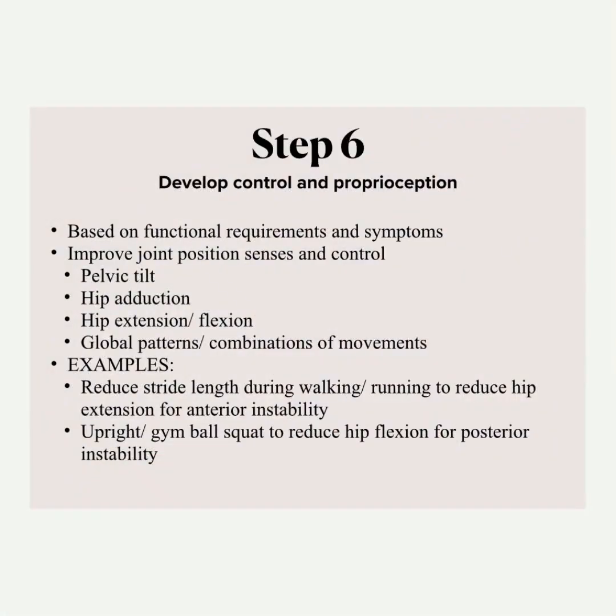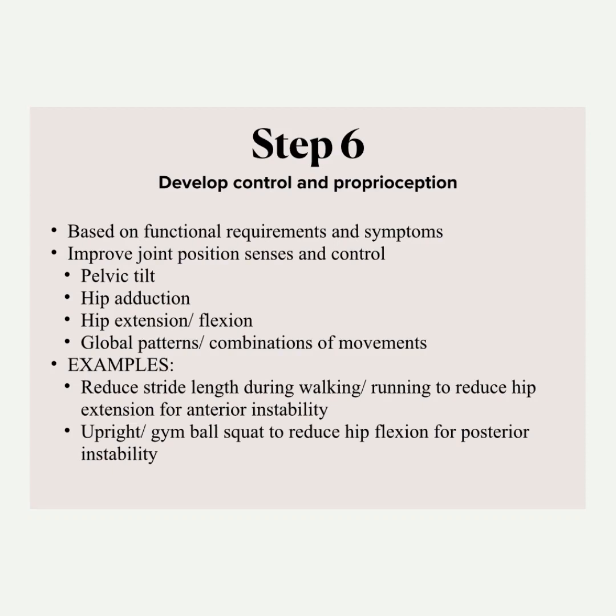So we want to build our strength. And then step 6 is to develop control and proprioception. Again, it's going to be based on functional requirements and symptoms, but we want to try and work on improving that joint position sense and control, and thinking about those movements that are most likely, again, to be linked to their symptoms. So is it around perhaps developing control of pelvic tilt, as we've talked about, or control of hip adduction if that's provocative for them?